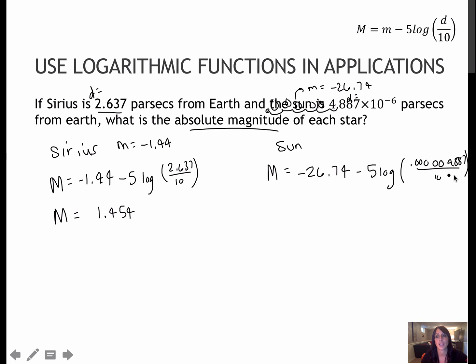Go ahead and use your calculator to evaluate. So as we can see, the absolute magnitude of the Sun is 4.815 and the absolute magnitude of Sirius is 1.454.